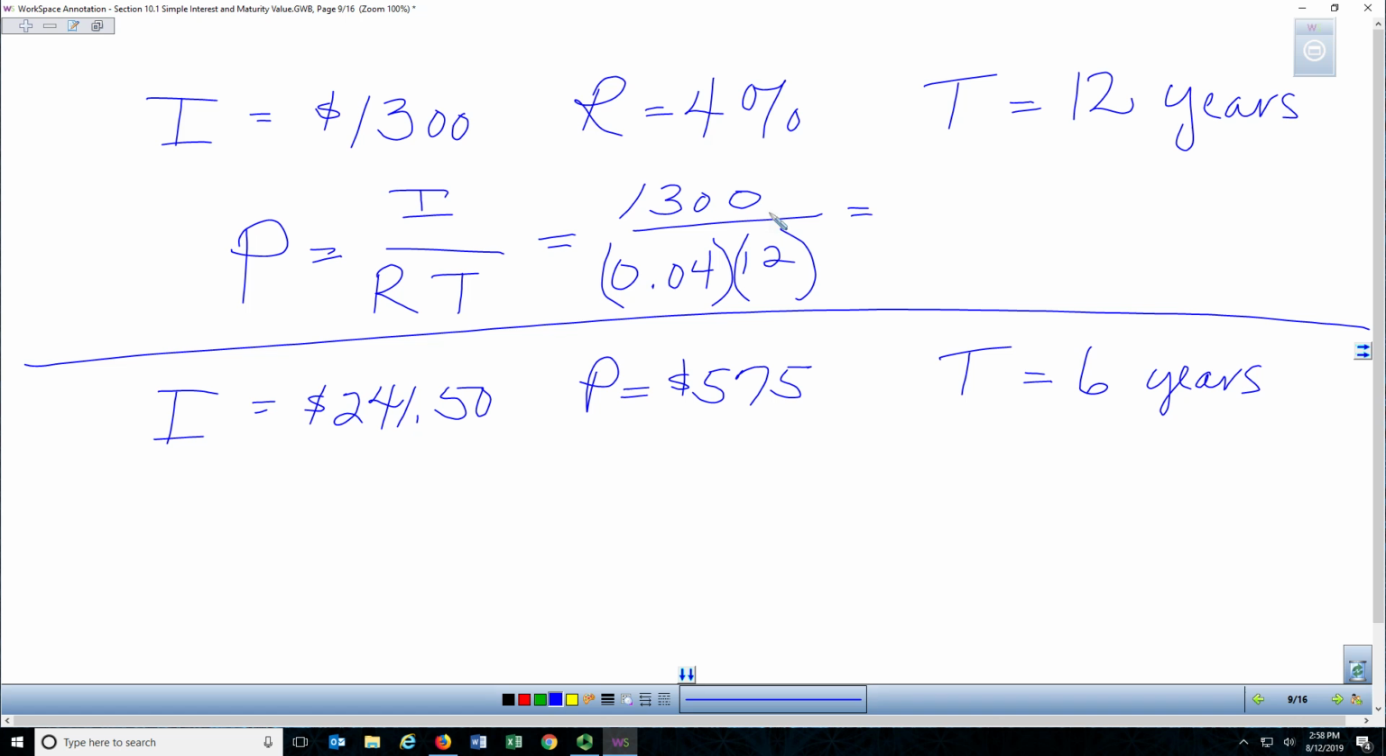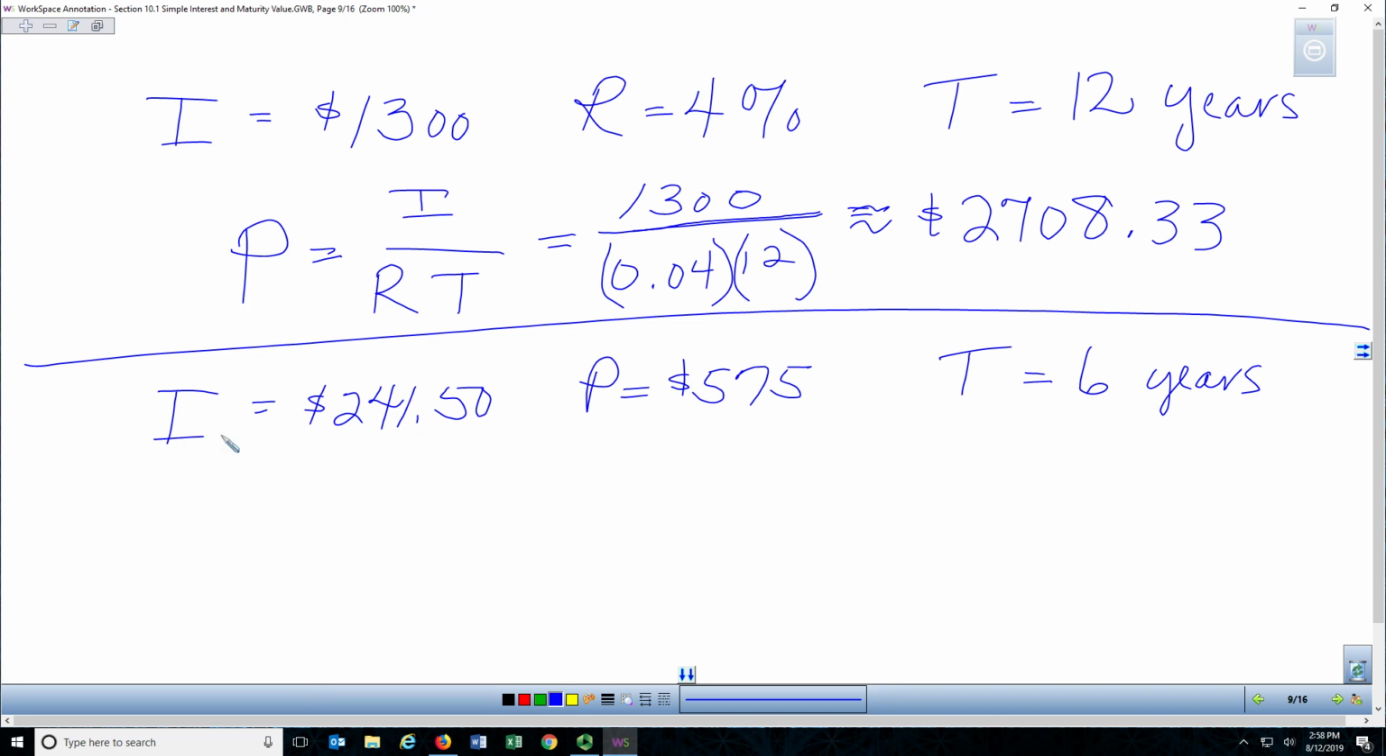And using the fraction bar, I don't need to worry about any extra parentheses. So I would have 1,300, choose my fraction bar, and put 0.04 times 12. And I'm going to have to round this to the nearest hundredth, so it's $2,708.33 was the principal.